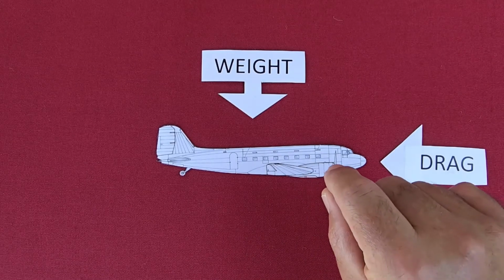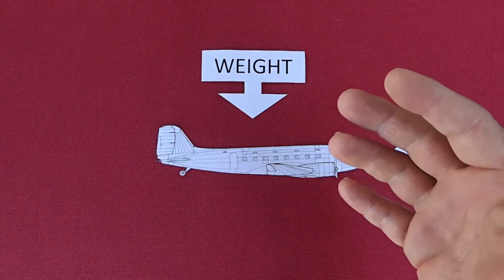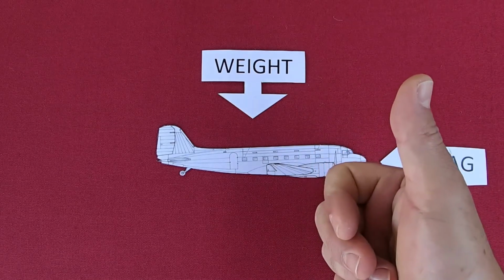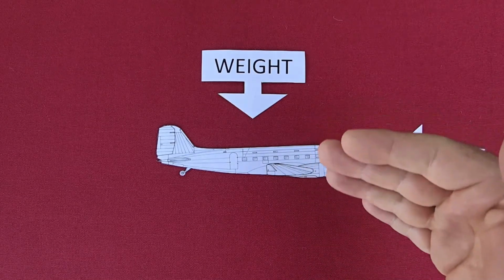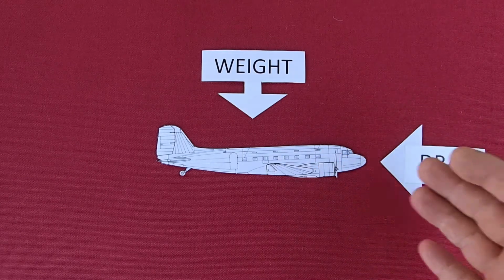It's also affected by the density of the air, meaning the higher you go, the thinner the atmosphere, the less dense the air is, you have less drag. So it's more efficient to fly at higher and higher altitudes. The lower you go, the more dense the air, the higher the friction, the higher the drag becomes.